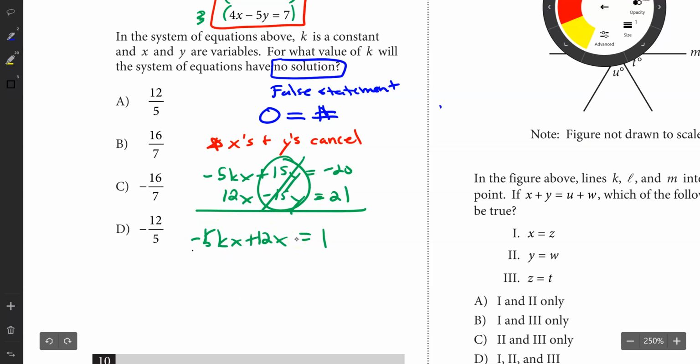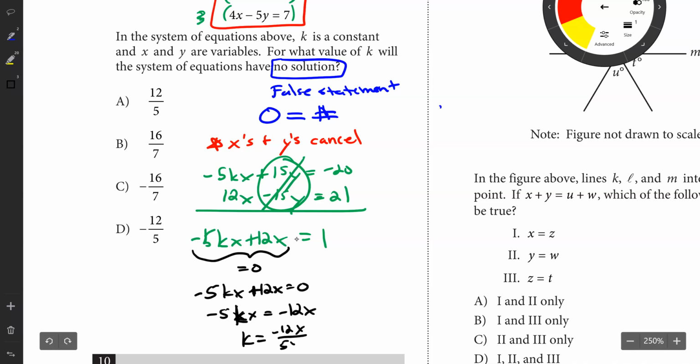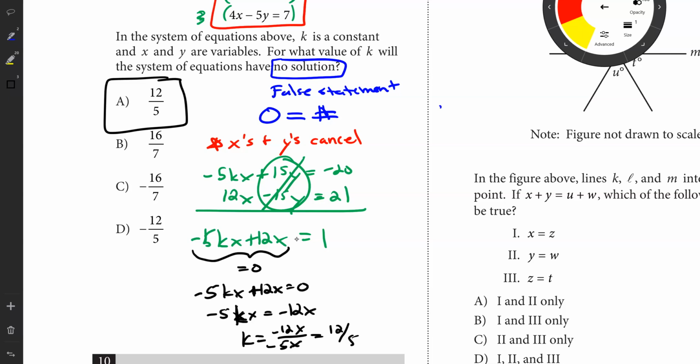Okay, so what we want is, we want this left side to equal 0, because then we're going to get 0 equals some number, 0 equals 1, which will be a false statement. So negative 5kx plus 12x equals 0, so negative 5kx equals negative 12x. So if we solve for k now, we're going to get k equals negative 12x over 5x, which gives me 12 over 5, so my answer is letter A. Okay. There are other ways you could solve this problem, but I think this is a good way to look at it, because if we know it has no solution, we know we want to get a false statement, like 0 equals a number essentially.